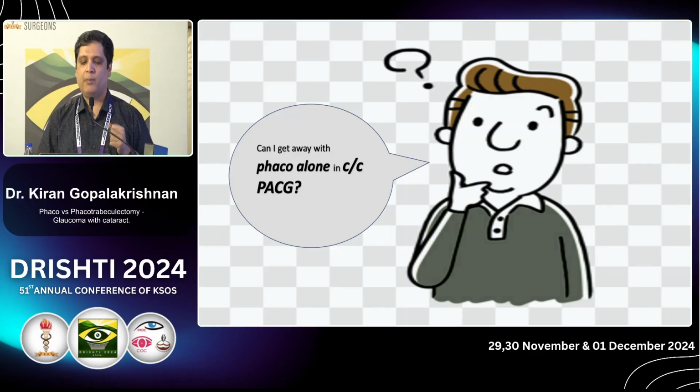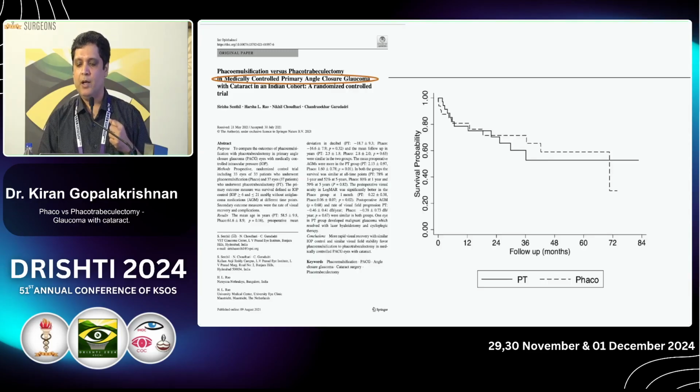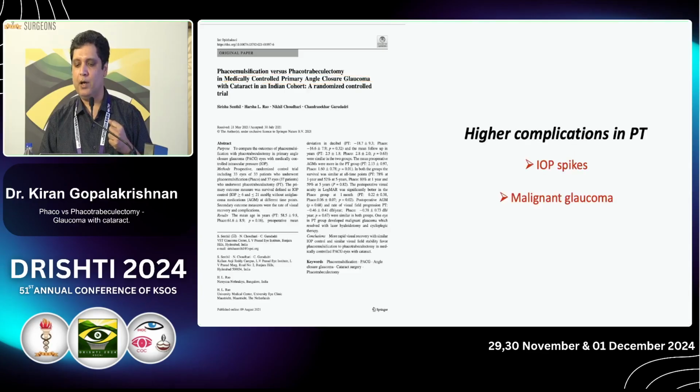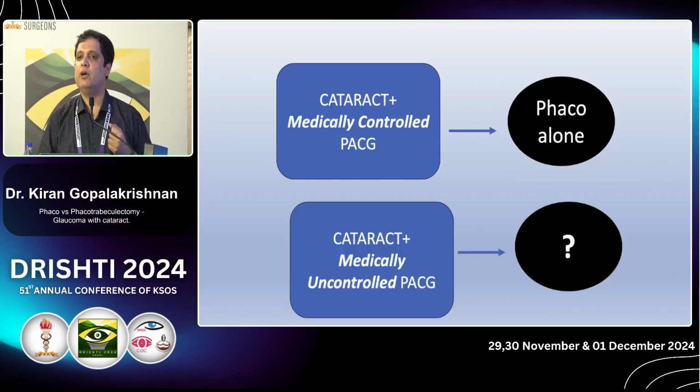What about chronic primary angle closure glaucoma? Can I get away with phaco alone? So this is a study from L.V. Prasad in medically controlled primary angle closure glaucoma. You can see the two groups, both of them have similar success rates in terms of IOP control. But as expected, the phacotrab patients had a higher rate of IOP spikes, and one episode of malignant glaucoma also happened in this particular study. So in medically controlled primary angle closure glaucoma, it does not make sense to introduce more complications by adding a trab along with the phaco, and just go ahead and do a phaco alone.